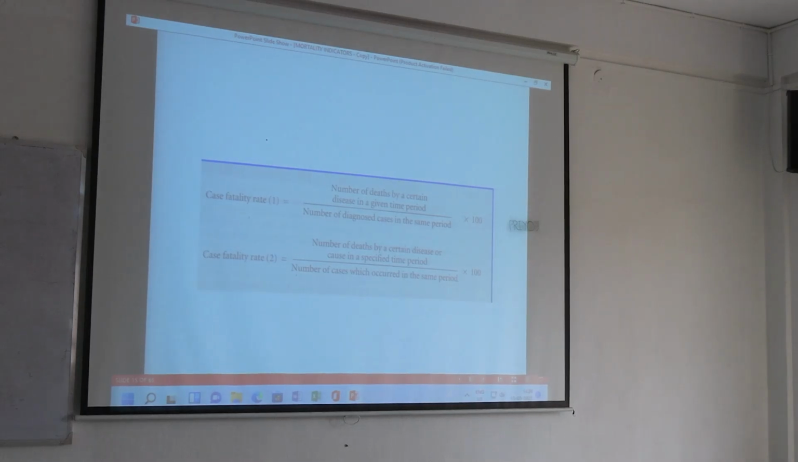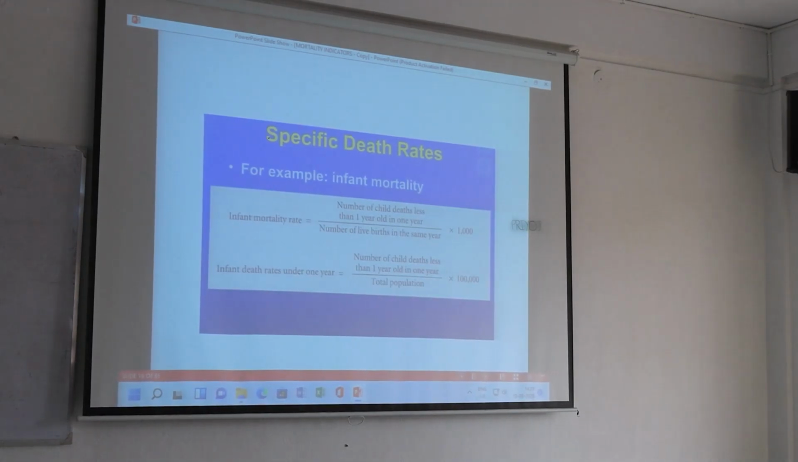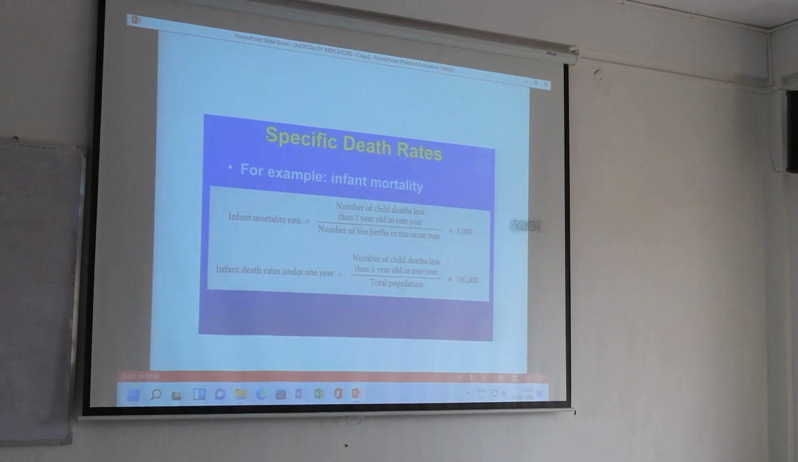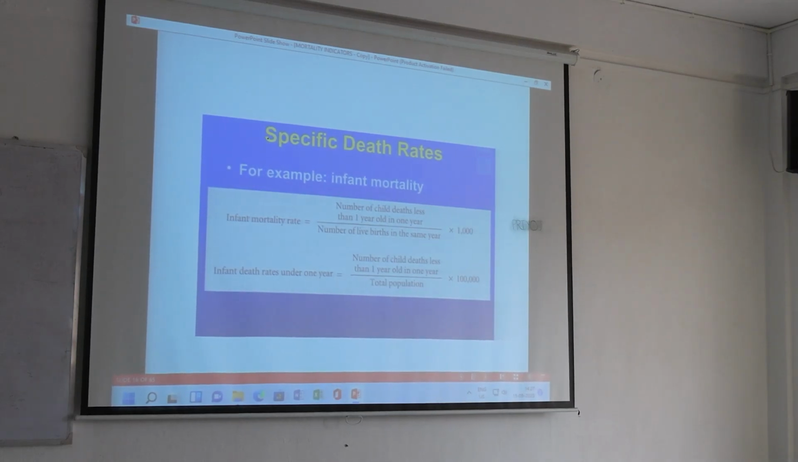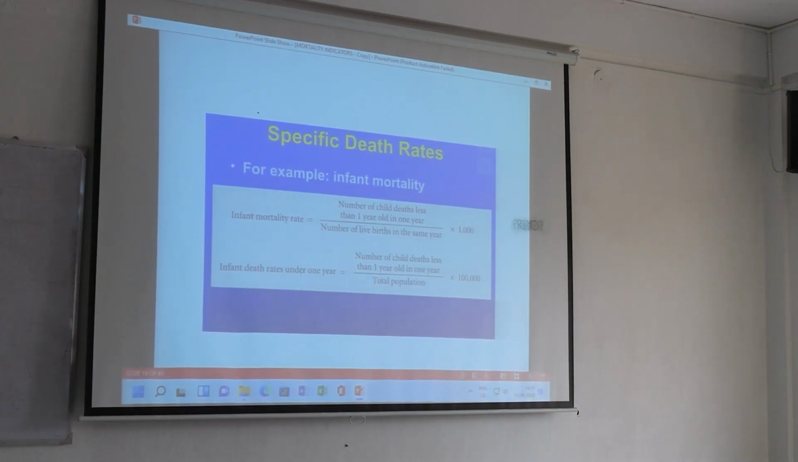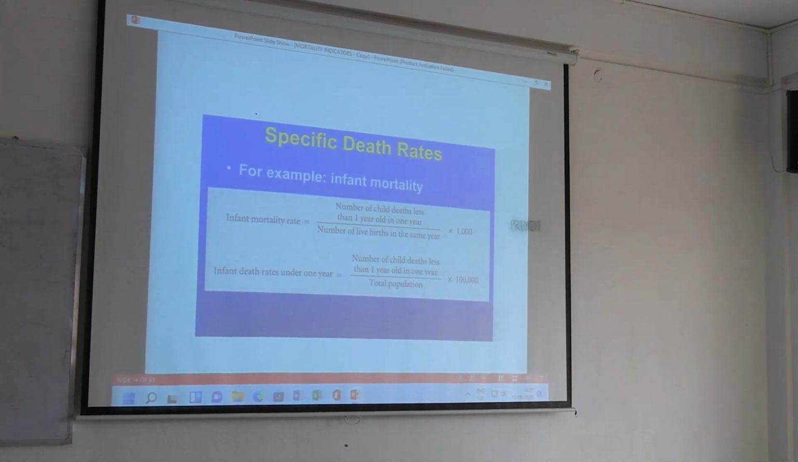Then you have this same case fatality: number of deaths due to a certain disease in a given time divided by number of diagnosed cases in the same period. That is the second case also. Now we come to infant mortality: number of child deaths less than 1 year divided by number of live births.